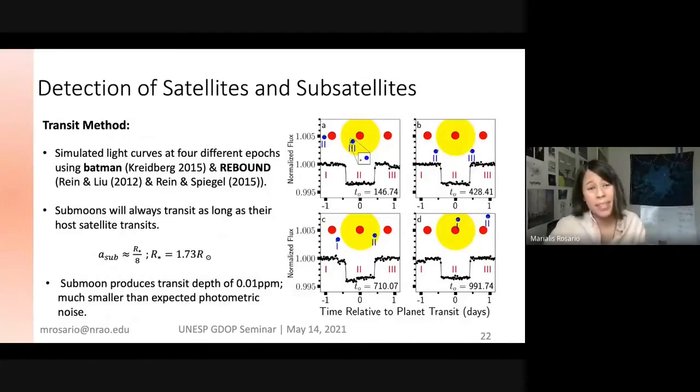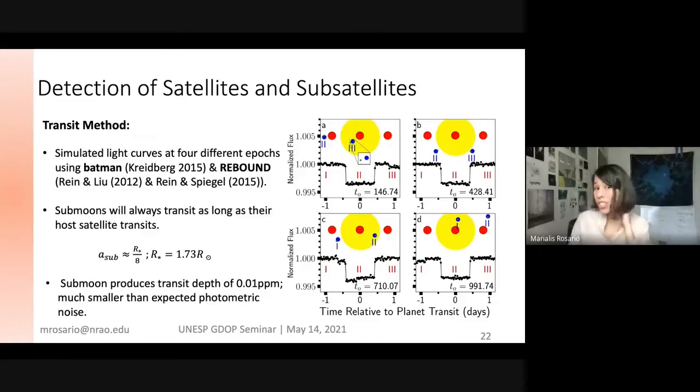We have a similar situation with the transit method. We also did more simulations to determine the light curve that this system would replicate in 4 different epochs. And we use Batman and we use Rebound for this. Because the distance between the moon and the submoon is significantly smaller than the planetary radius, if the moon is orbiting, the submoon will always orbit.